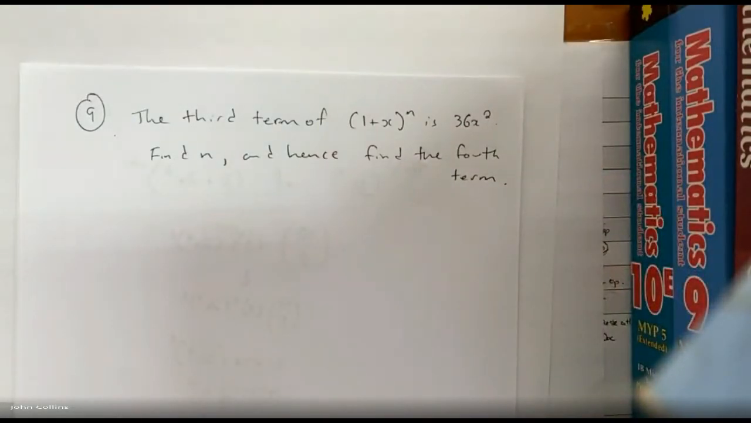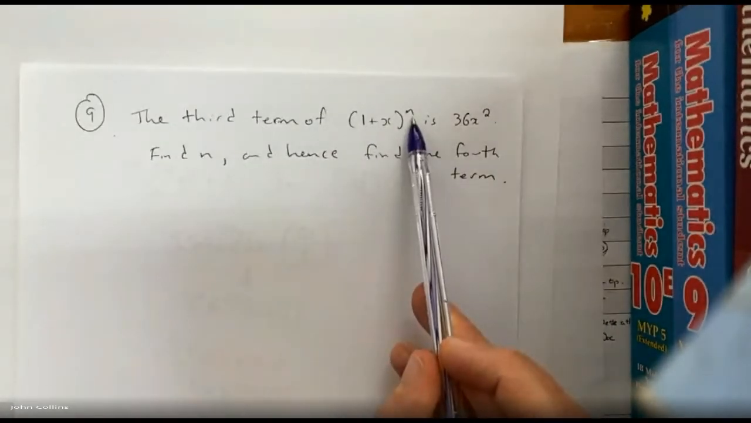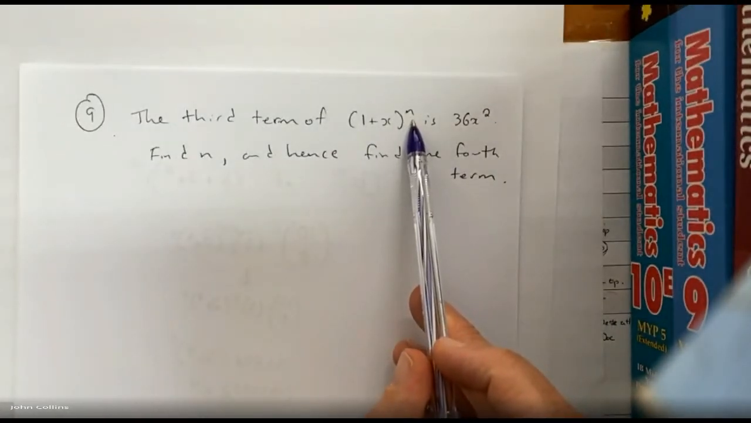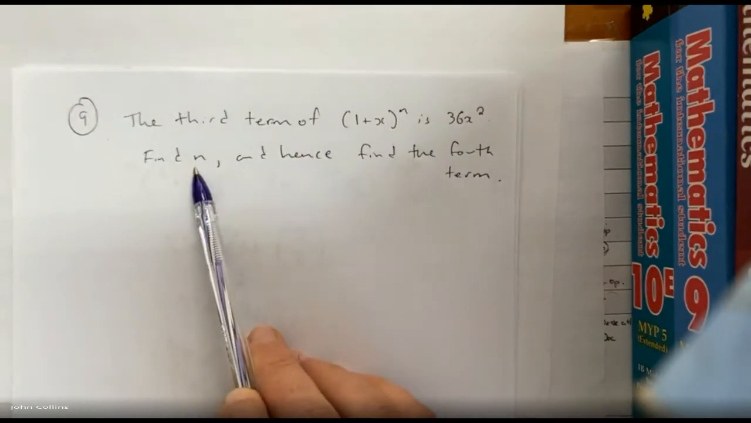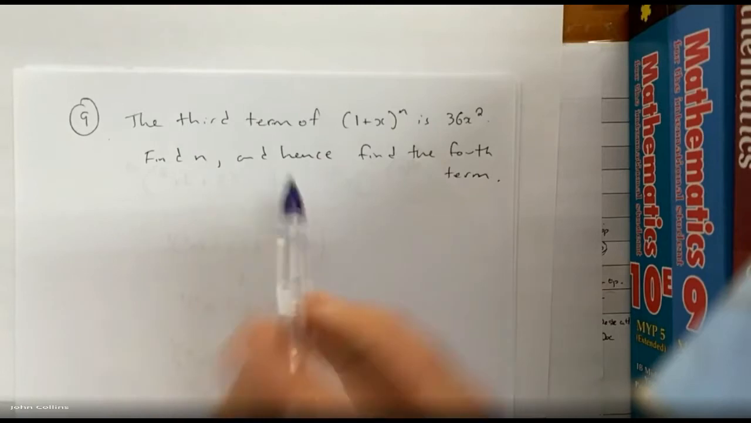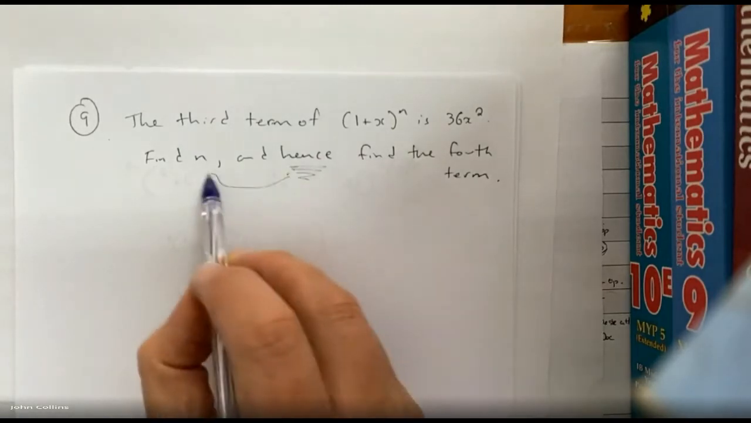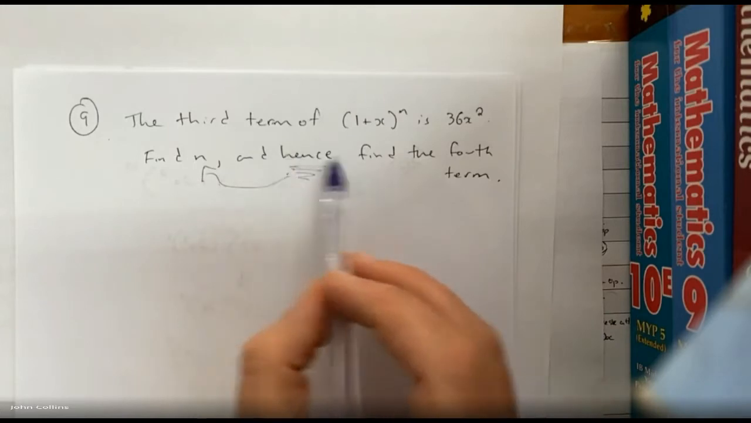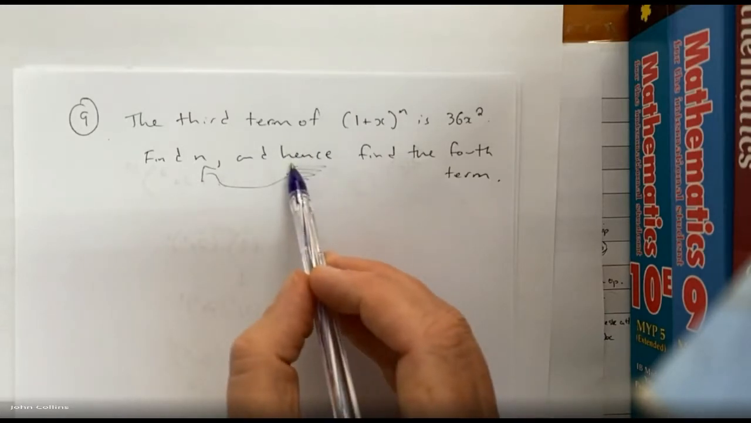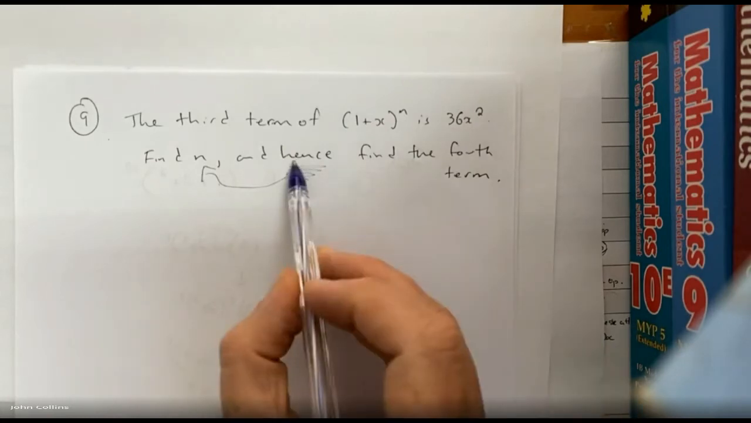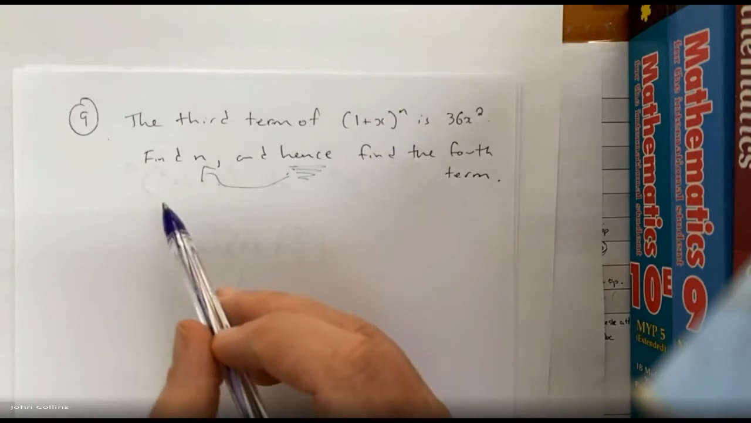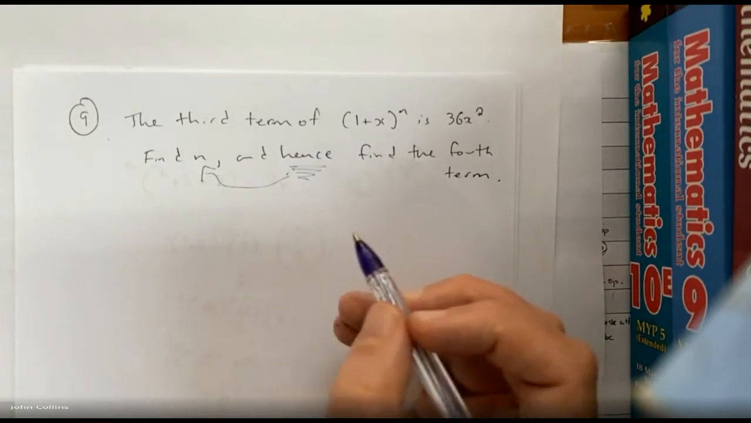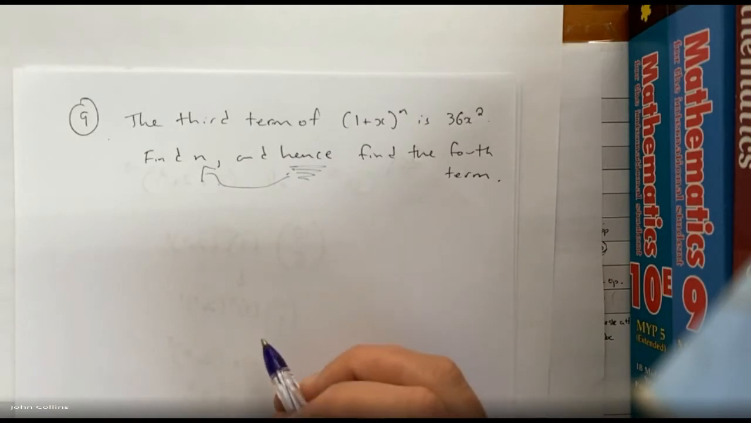All right, so there's a lot going on here. This time we don't know what the power is, which is a little bit different than what we're used to. They gave us the third term. They want us to find what the power is, and then once you've found the power, that's what the hence would come in: you must have found this bit first, and you must use it. You must use it if they say hence. Sometimes they say hence or otherwise, find the fourth term. If it's hence, you must use that, and we will use it because it's a lot easier if you know what the power is.